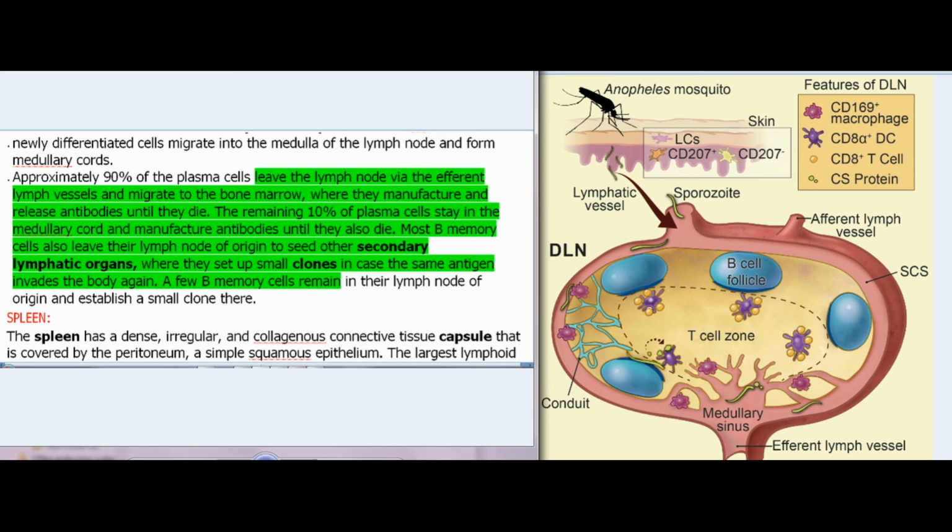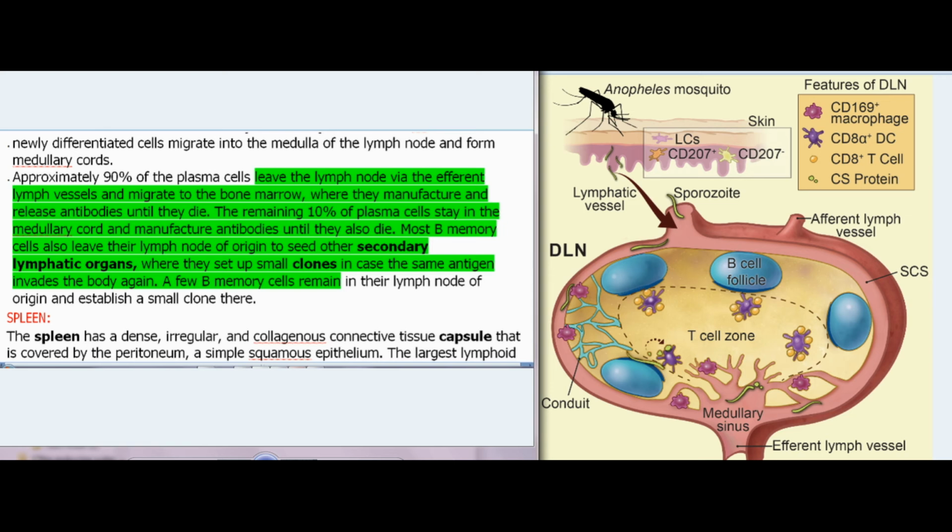Newly differentiated cells migrate into the medulla of the lymph node and form medullary cords. Approximately 90% of the plasma cells leave the lymph node via the efferent lymph vessels and migrate to the bone marrow, where they manufacture and release antibodies until they die. The remaining 10% of plasma cells stay in the medullary cord and manufacture antibodies until they also die. Most B memory cells also leave their lymph node of origin to seed other secondary lymphatic organs, where they set up small clones in case the same antigen invades the body again. A few B memory cells remain in their lymph node of origin and establish a small clone there.